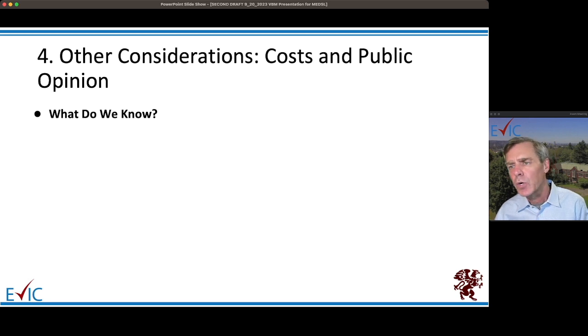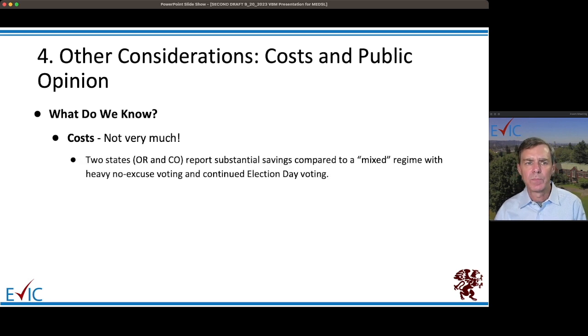Question 4, costs and public opinion. What do we know? Costs, we don't know very much. We do know that 2 states, Oregon and Washington, report substantial cost savings from moving to universal voting by mail. But those are 2 states where prior to that, 70-80% or more of ballots were being returned by mail anyway. So of course it was going to save them money to eliminate those in-person options. We don't know how generalizable that is to other circumstances.